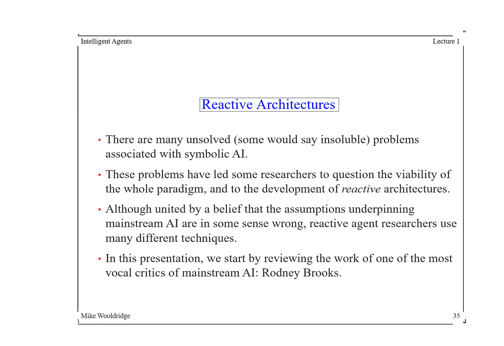We have the reactive architectures. There are a couple of unsolved problems associated with symbolic AI, and these problems have led researchers to develop architectures which are reactive. Although they are united by the belief that the assumptions underpinning mainstream AI are in some sense wrong, reactive researchers use many different types of techniques. They do not have that set of assumptions on which symbolic AI is based.